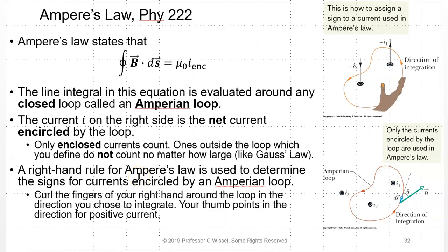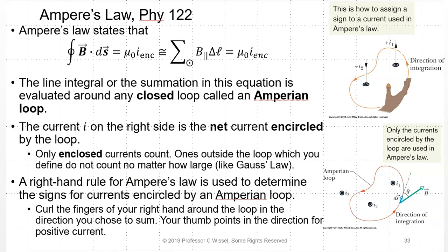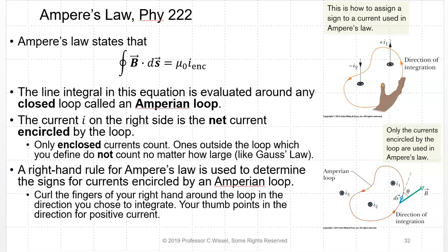Now, this is for Physics 222 students, not for Physics 122. If you are a non-calculus-based student, please go to the next slide. If you're calculus-based or you're curious, stay here. Now, Ampere's law is a lot like Gauss's law. So Ampere's law states that the integral of B dot ds is mu naught I enclosed.